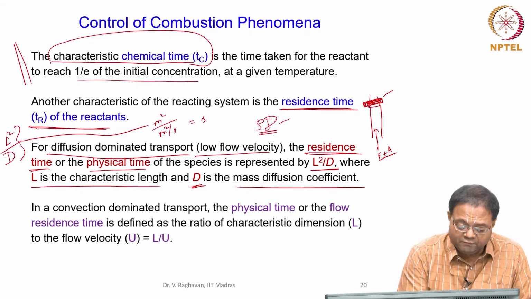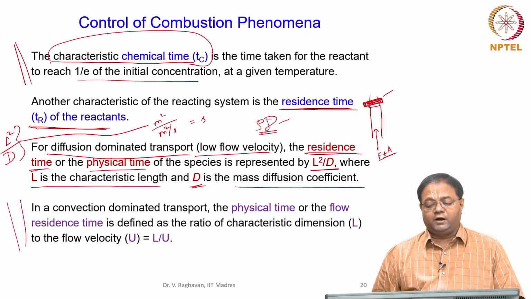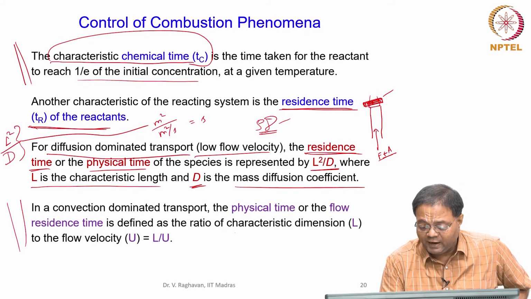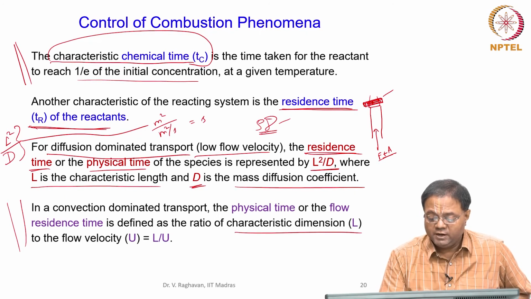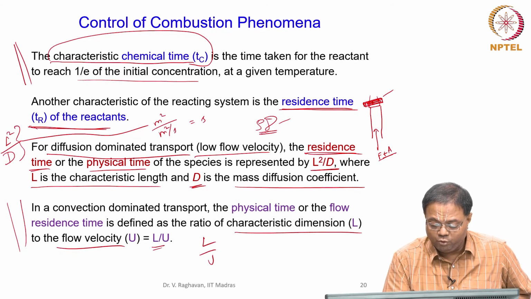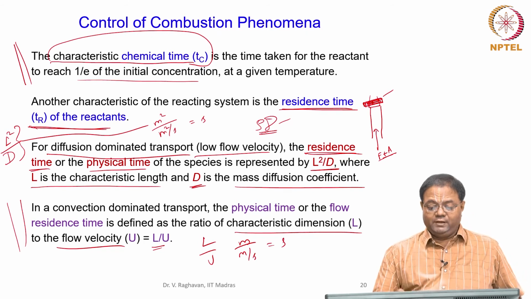In the third case, convection dominated transport, you have the residence time defined by the characteristic dimension L and the flow velocity u. So, this will be L by u, which is meter by meter per second, equal to second. So, that will be the time.